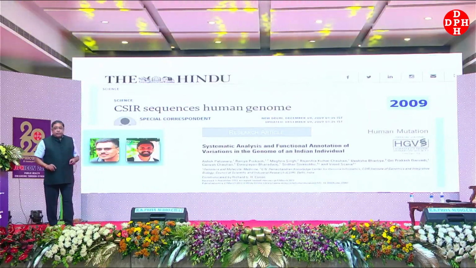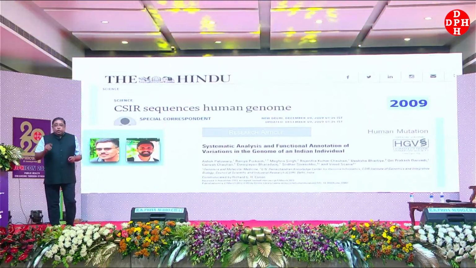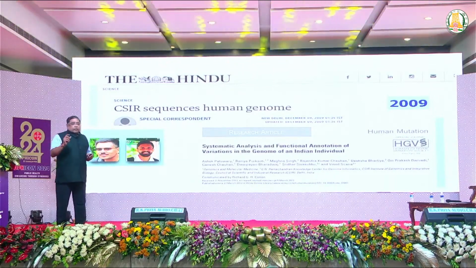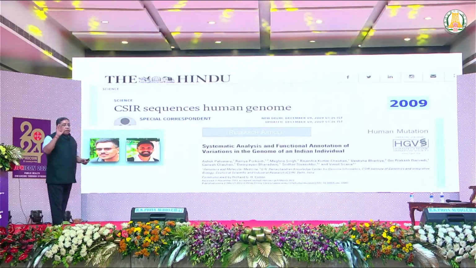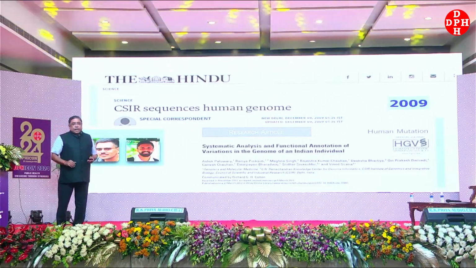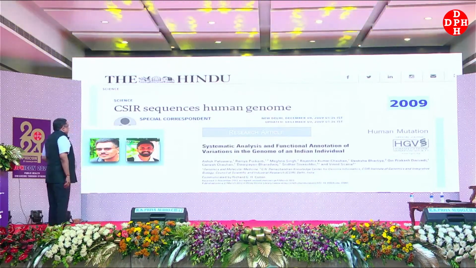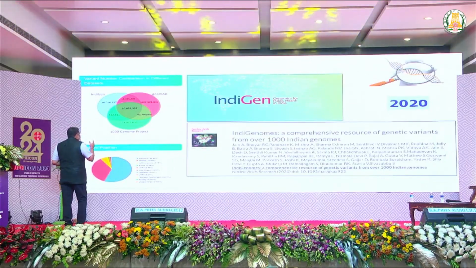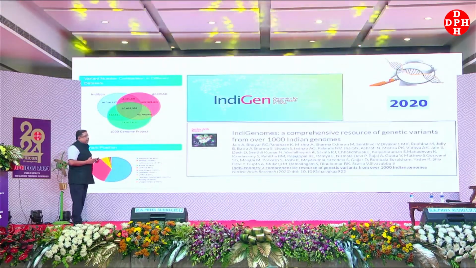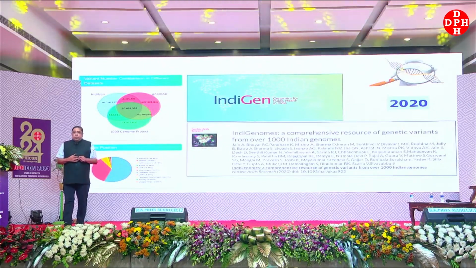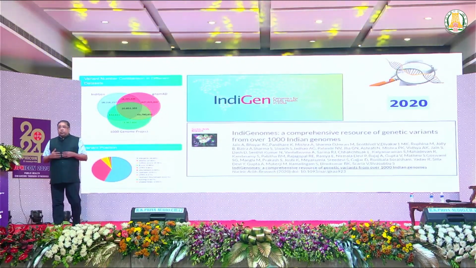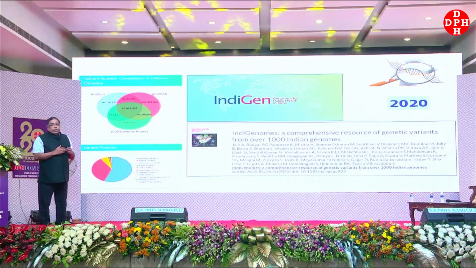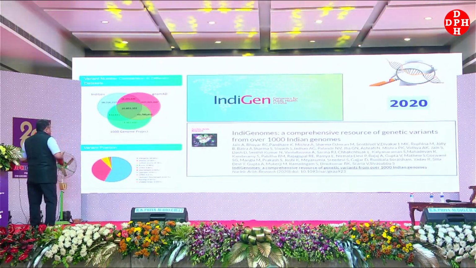In 2009, 6 years later, the first Indian human genome was sequenced by the CSIR Institute of Genomics in Delhi. And this was in 50% of the time that the US had taken. In 2020, India had already sequenced 1,000 Indian genomes, which is called the IndiGen program of the Government of India. By luck or whatever, I was part of the 50 scientists who were involved in the sequencing of the first 1,000 genomes in this country.